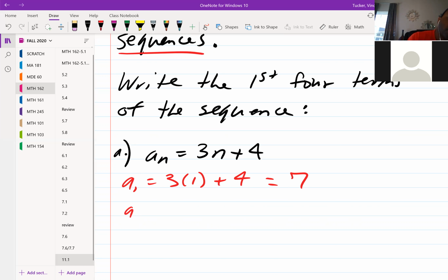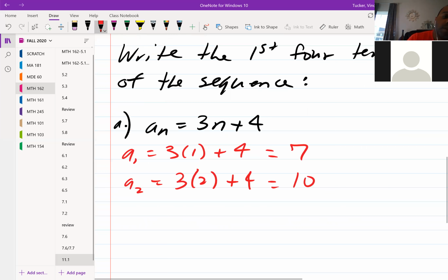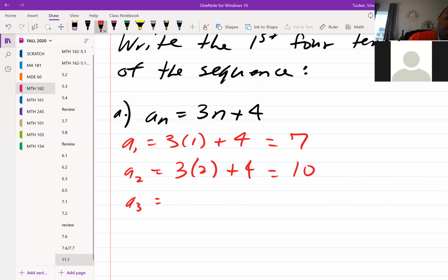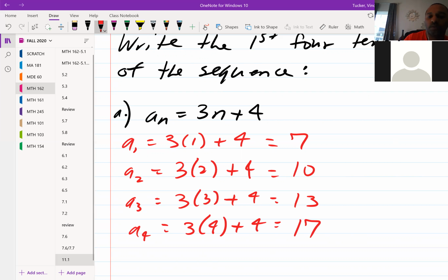A sub 2, 3 times 2 plus 4, that would be 10. 3 times 3 plus 4, 13, and then a sub 4, 3 times 4 plus 4, 16. All right, questions about that sequence?